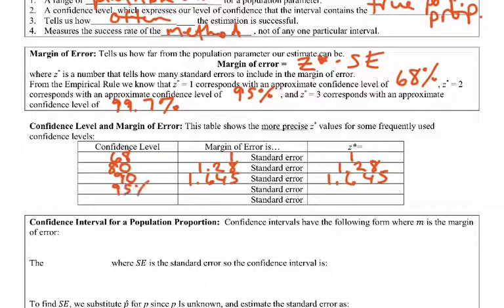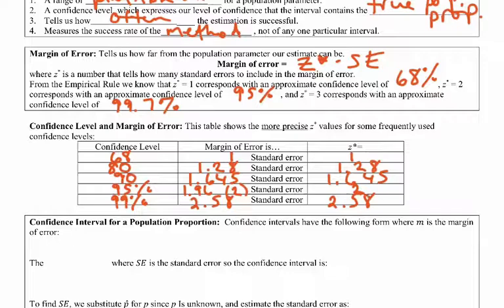95%, and if we're being a little more precise, 95% would be 1.96 for the standard error, but we often just use 2 for that, or a z-star value of 2. And 99%, if we wanted to be 99% confident with our method, then we would use a standard error of 2.58 or a z-star value of 2.58.